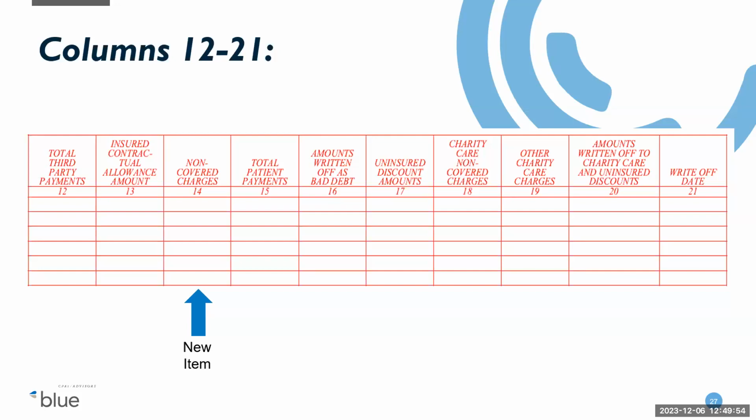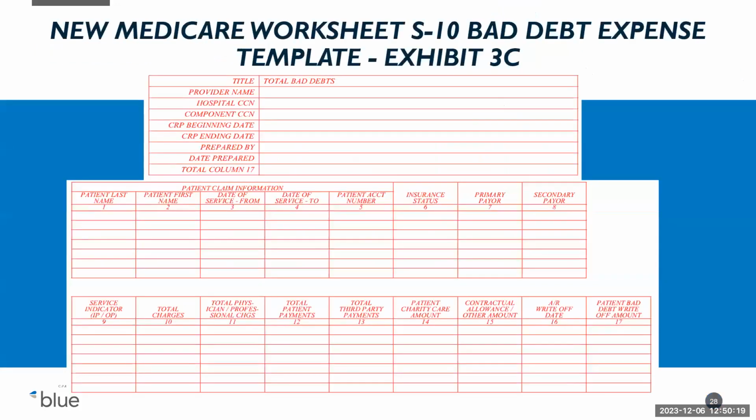Column 20 over there is the sum of 17, 18, and 19. So if the uninsured discount happened in a prior year, you would not want to claim that in the current year. You would put that in basically that non-covered charge amount, or non-covered charge in column 14 in 2023. Okay, that's all we got. Okay, that's where I expected all the questions, to be honest.